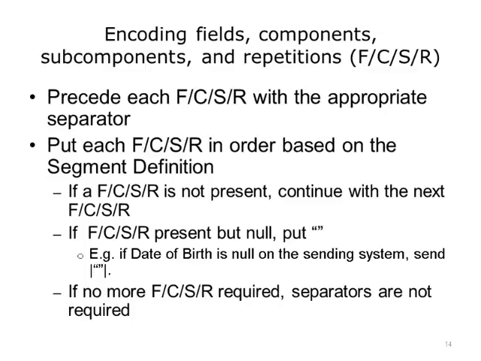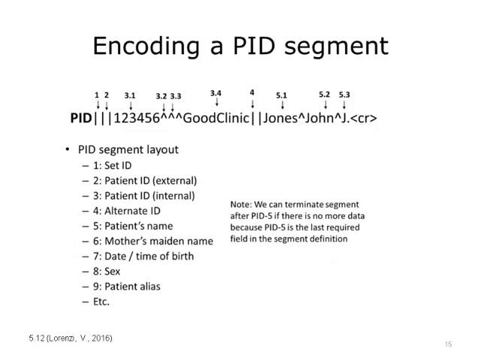For example, if the birth date is empty on the sending system, the sending system would put double quotes in between the vertical bars. If there are no more fields, components, subcomponents, or repetitions required and no data left to send, then separators are not required at the end and a carriage return is added to end the segment.